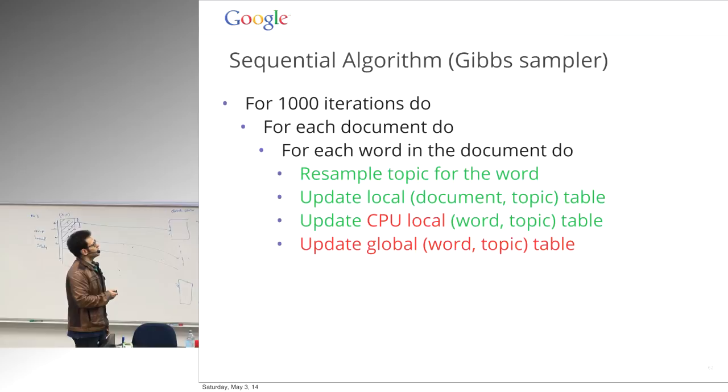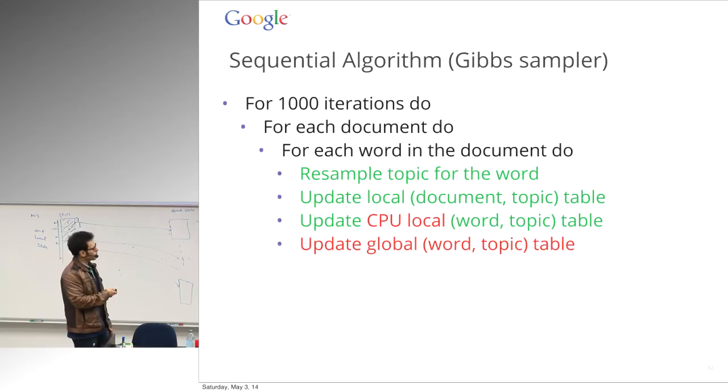You have two sufficient statistics. One of them is local, which is the document topic. And this is a local state. You don't have to keep it in memory. You just keep it on disk with the data, with the words. And you have another sufficient statistic, which is global, which is the word topic, and this is your global state. And this is the one that kills parallelism, because you have to go sequentially into the topic assignment, change one of them, update the global state, and so on.